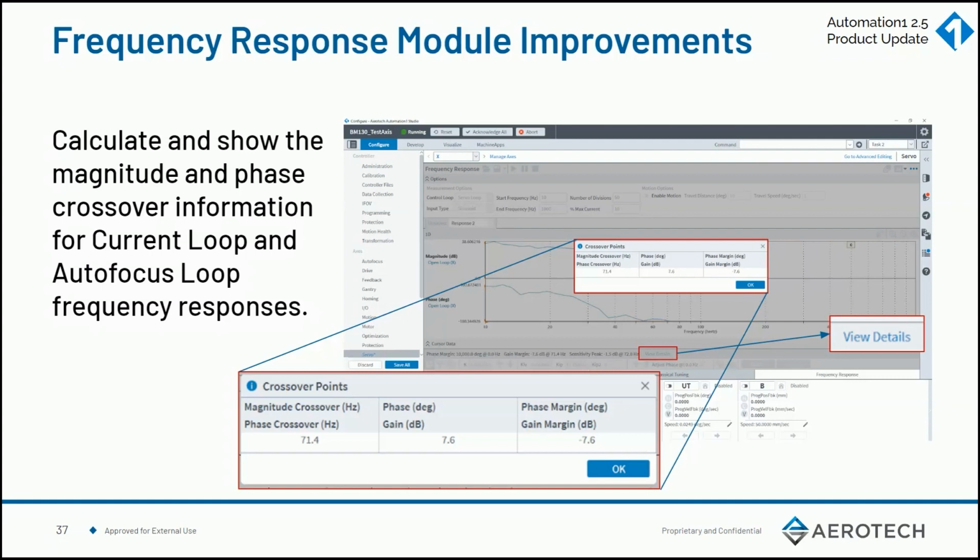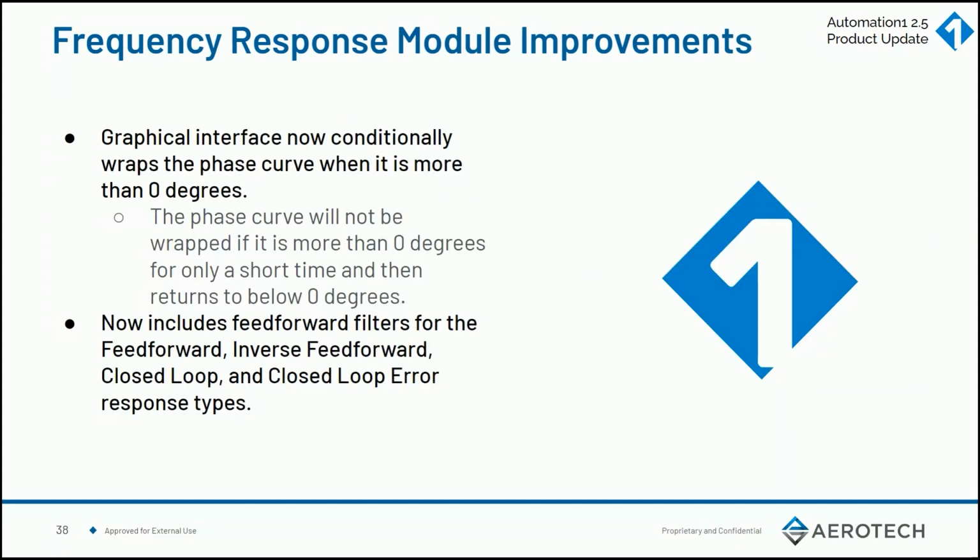You can now calculate and show the magnitude and phase crossover information without having to try to guess at where they are by trying to put the cursor on the plot and say, well, I think it's about here. No, we calculate it for you. We give you accurate information. All you have to do is click view details and you can see exactly what these numbers are. More improvements. The graphical interface now conditionally wraps the phase curve when it's more than 0 degrees.